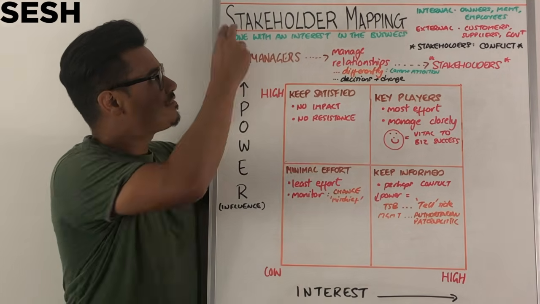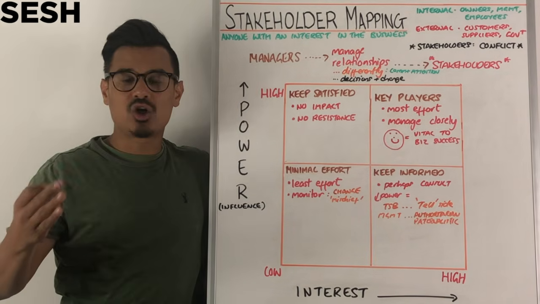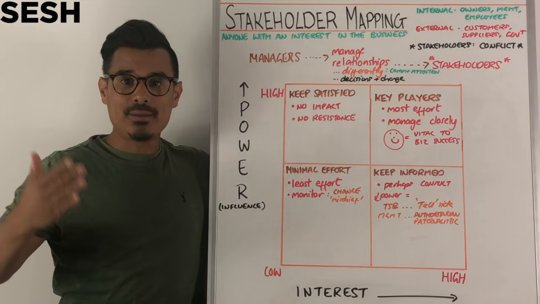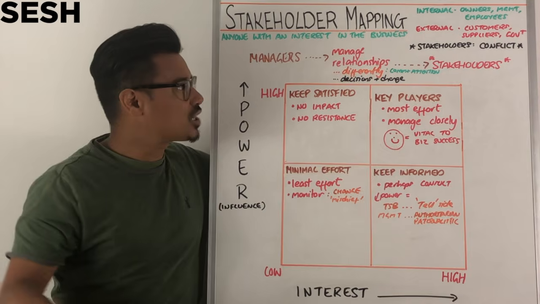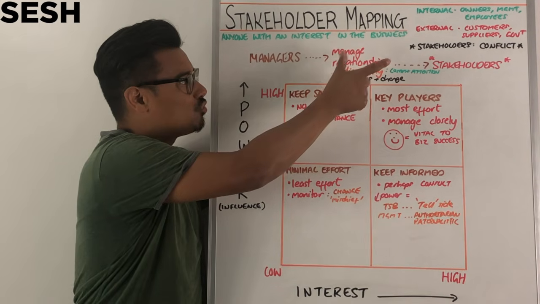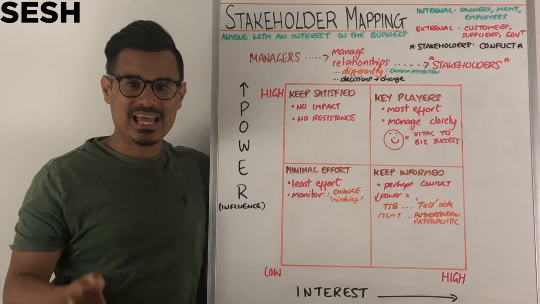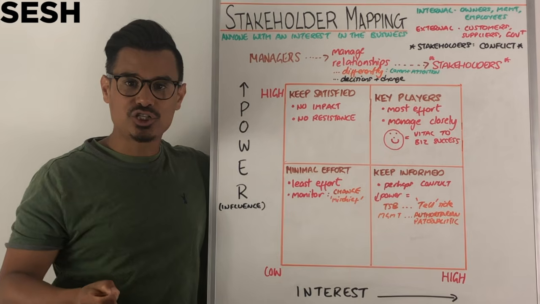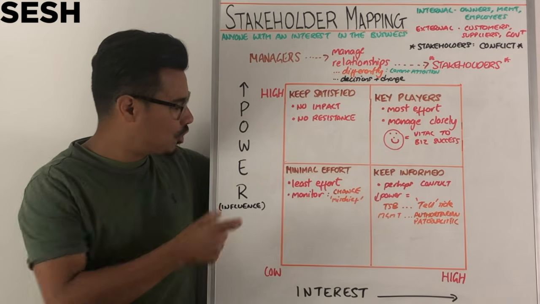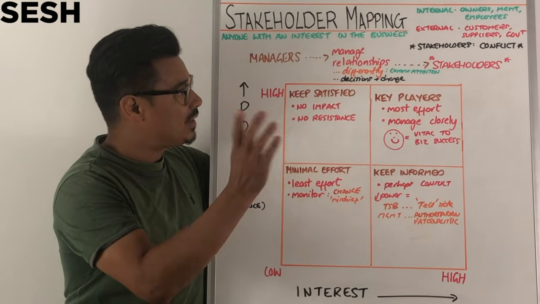Now, the key thing with stakeholder mapping is that you have managers, and managers will try and make decisions. It might be they try and make change. And if they try and make decisions or change, then they will need to manage relationships. But they will not manage relationships the same. They will manage each stakeholder's relationship differently, depending on power or influence and interest. So we'll get to that in a minute.